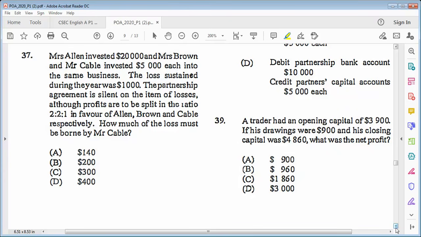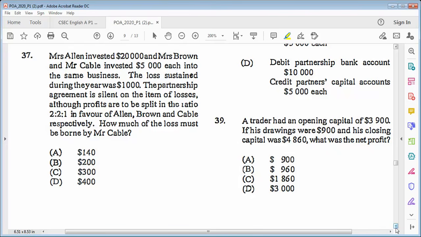How much of the loss must be borne by Mr. Cable? A, $140, B, $200, C, $300, or D, $400. Now we are told that the ratio that Mr. Cable got was 1. So we would have to find our ratio.